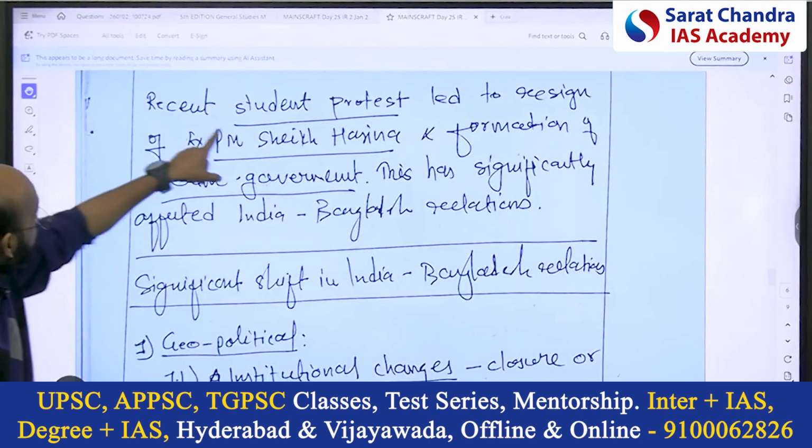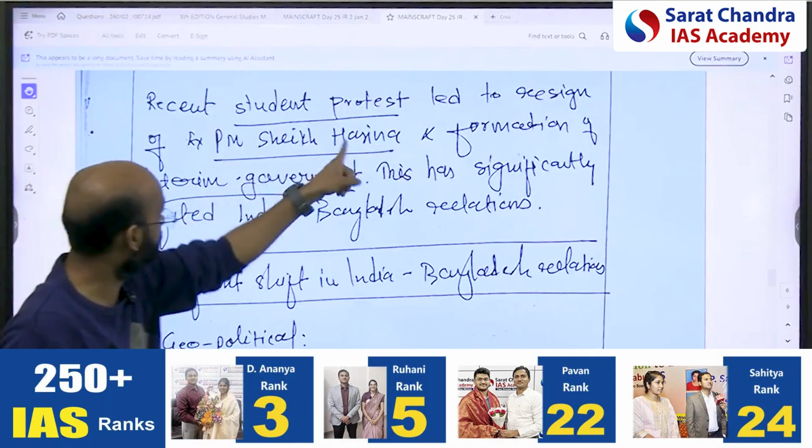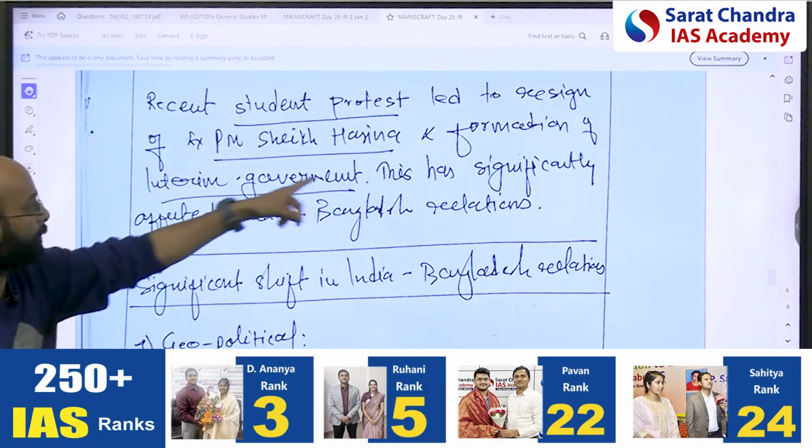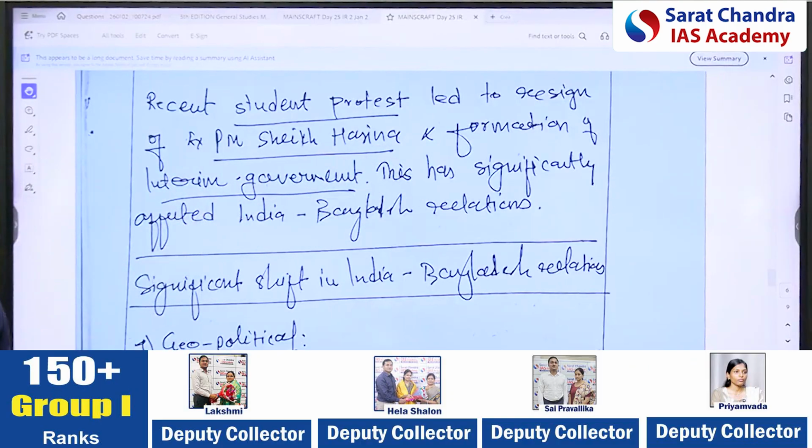Recent student protests led to the resignation of ex-Prime Minister Sheikh Hasina and the formation of an interim government. This has significantly affected India-Bangladesh relation. Simple.